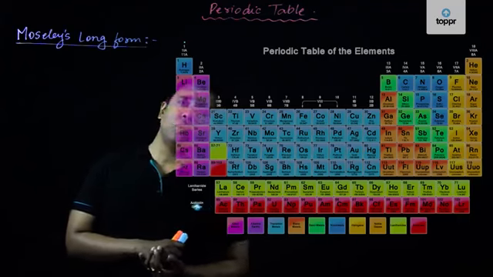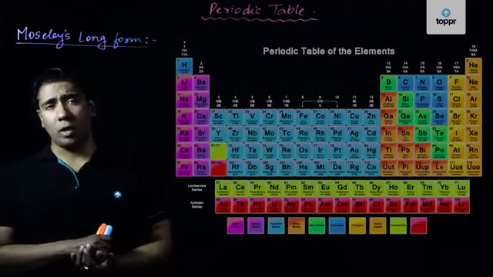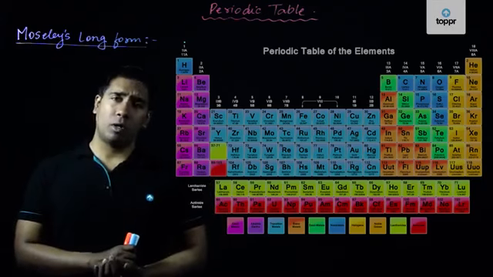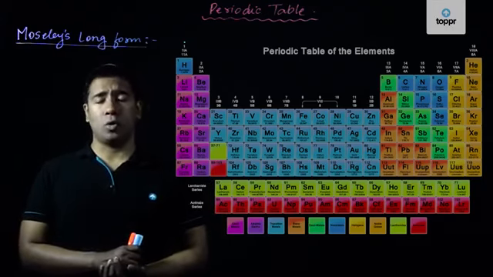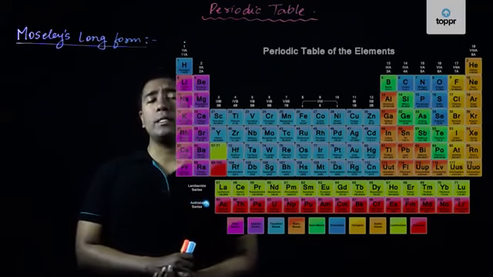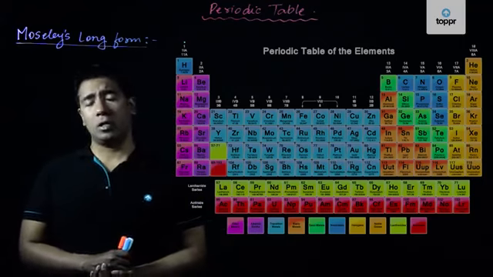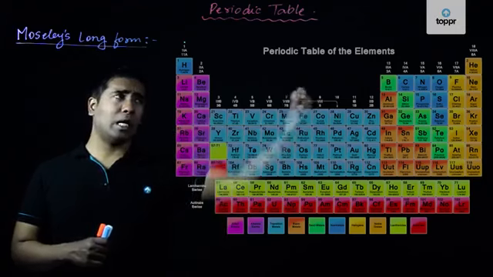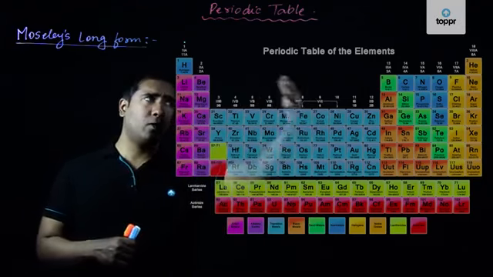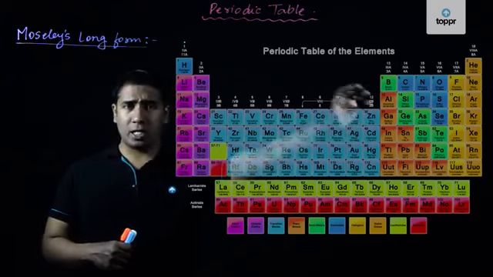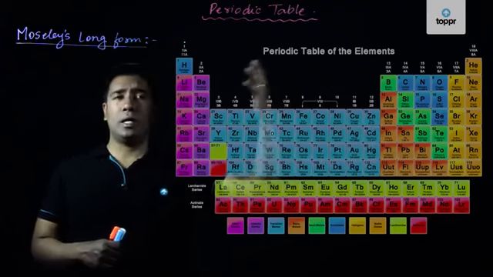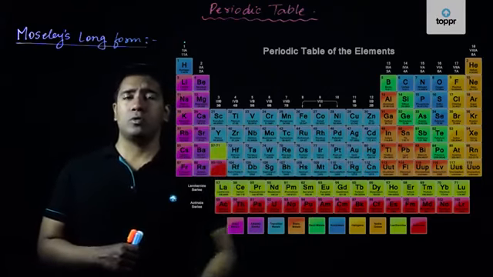As you already know, in the modern periodic table, which we are going to study here, as you can see in front of you, we arrange elements not in terms of increasing atomic weights, but in terms of increasing atomic numbers. And because the elements are arranged in increasing atomic numbers as we move from left to right, once a particular period is finished, we start with the second period, then the second period is finished, we start with the third period, and so on.